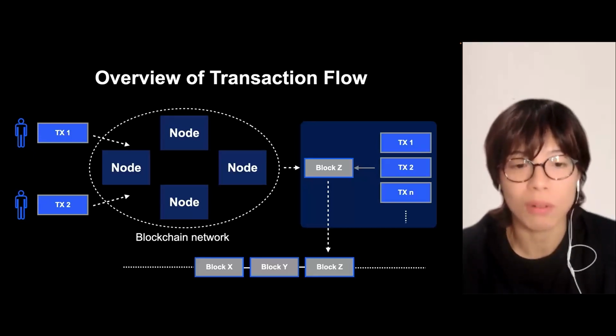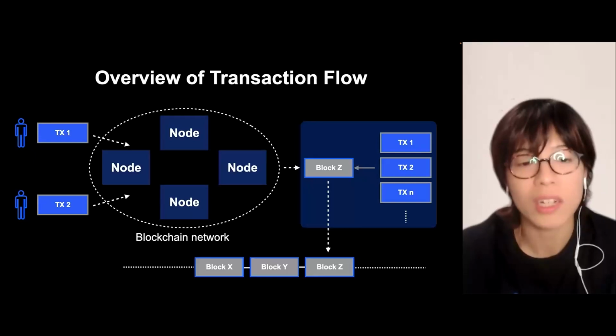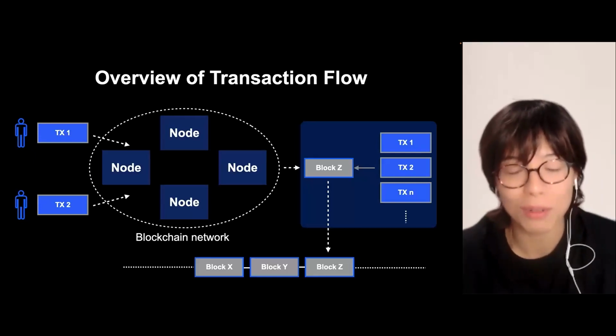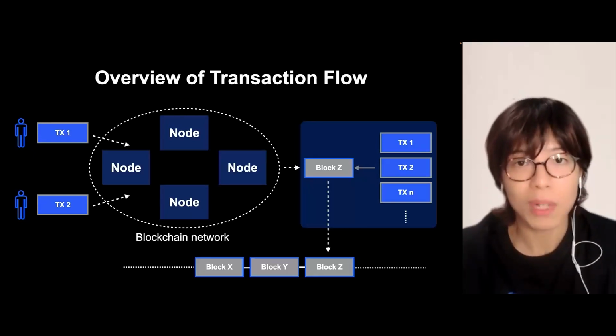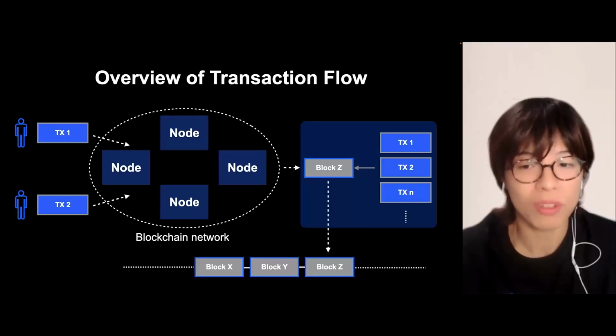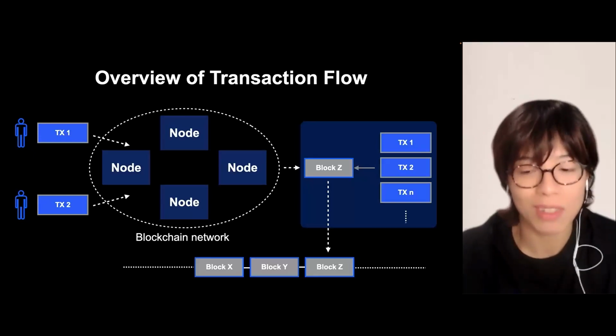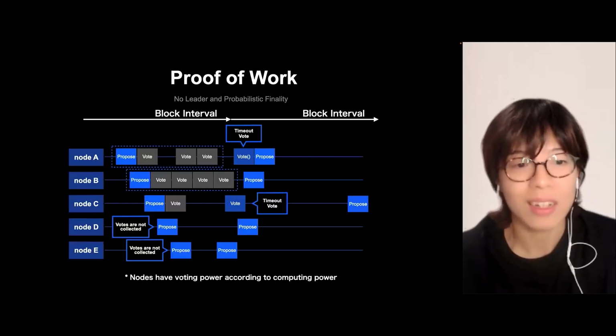Then next, I'd like to touch upon the process from the proposal to the approval, and the addition of the block to the chain. There are several types of consensus algorithm. I'd like to highlight proof of work and proof of stake, and how they differ from the LINE blockchain.